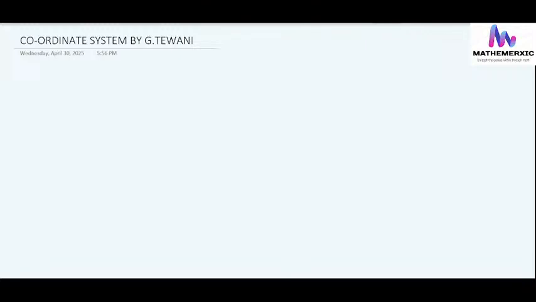Rotation of axis about origin. Another type of transformation of axis is rotation of axis. Consider P(x, y) in the original coordinate system, that is the xy coordinate system. Let these axes be rotated by an angle theta in anti-clockwise direction about origin to form the new capital XY coordinate system. Let us find the coordinates of P with respect to the new coordinate system.